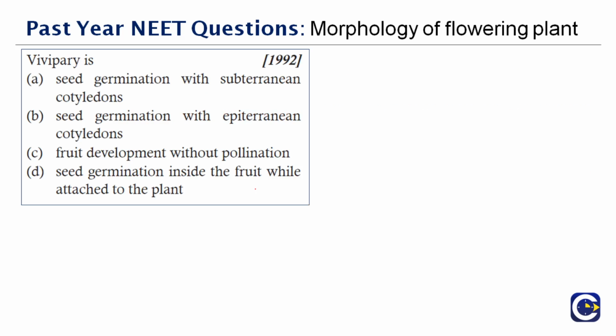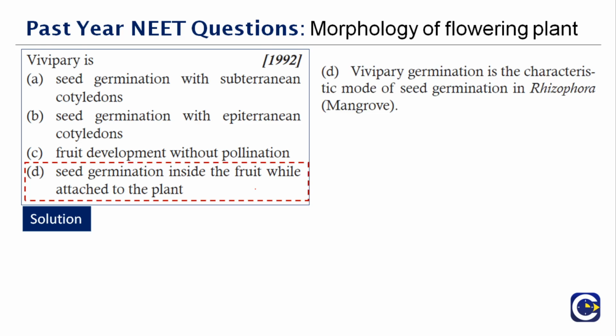Okay, next question here. Vivipary is dash. Very easy question. When you talk about the common concept behind viviparous, we know it is one which gives birth to young ones, right? When we talk in terms of animals. The same scenario can be seen here. The seed germination will happen inside the fruit while it is still attached to the plant. So that is termed as vivipary. Therefore, the right answer is option D.